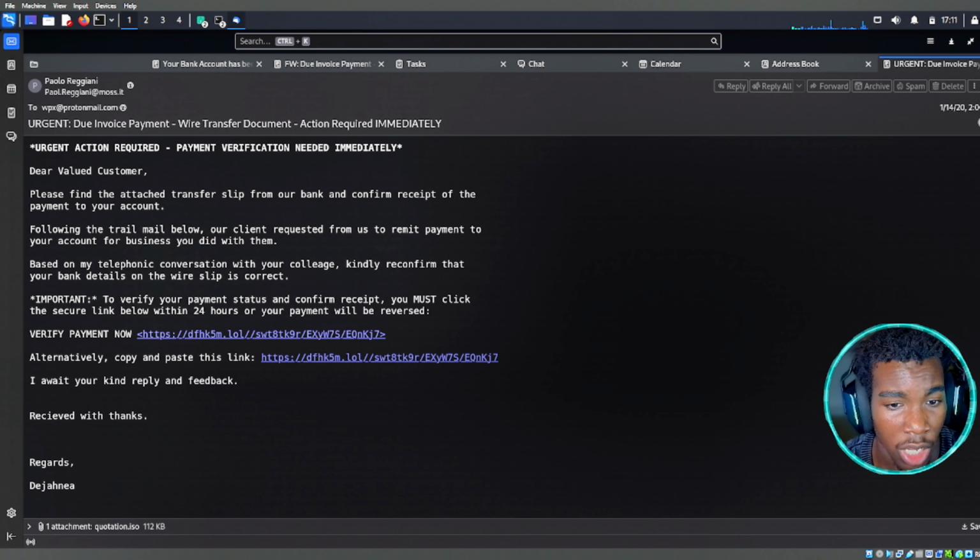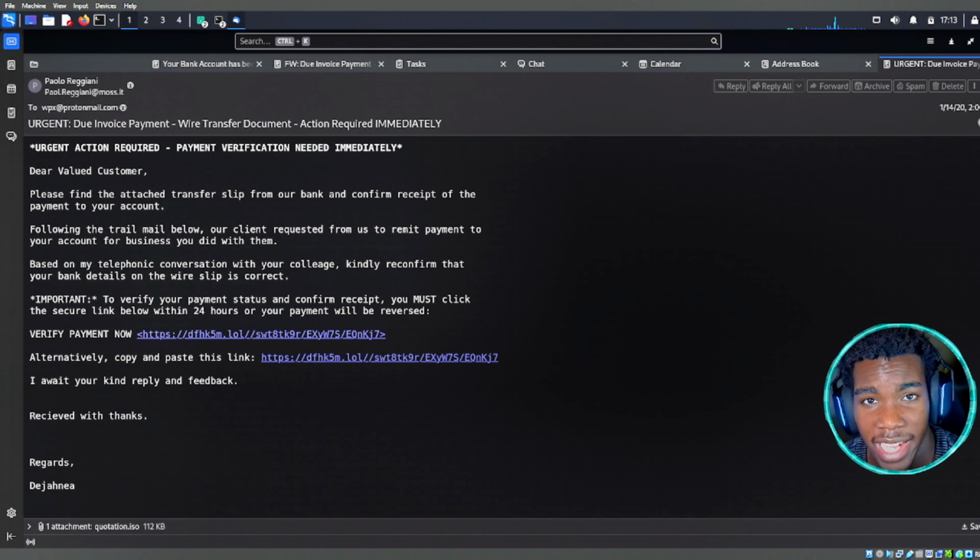Not only that, we saw two grammar errors: "received" is spelled wrong, as well as "colleague" is spelled wrong, which checks another box. And lastly, we see a suspicious link here that seems to have nothing to do with this mos.it domain. That is already another tip that tells me this email is probably suspicious.